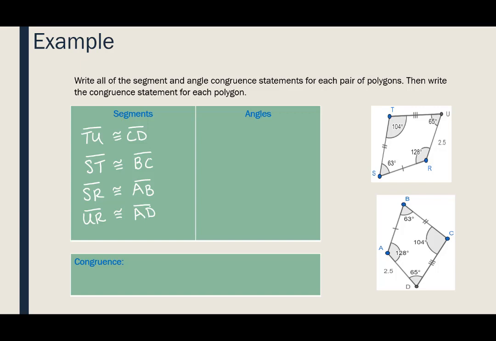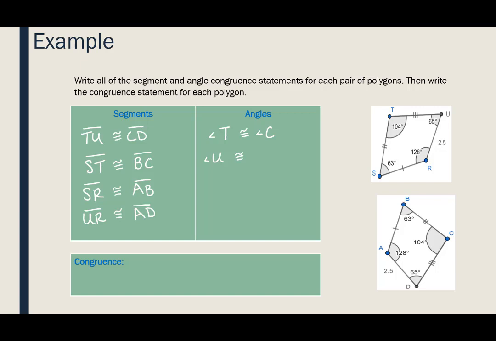Remember that if 2 things have the same measure, that means they are congruent. And we're going to see that with the angles here. Notice that the angles aren't actually marked congruent, but they all have angle measures. So angle T is marked as having a measure of 104. The bottom polygon, angle C, also is 104 degrees. So T and C would be congruent.